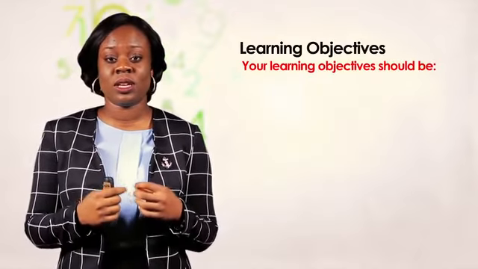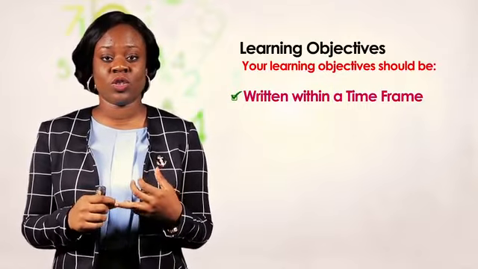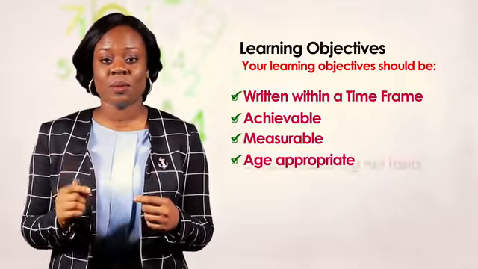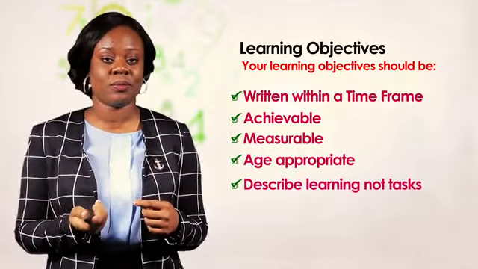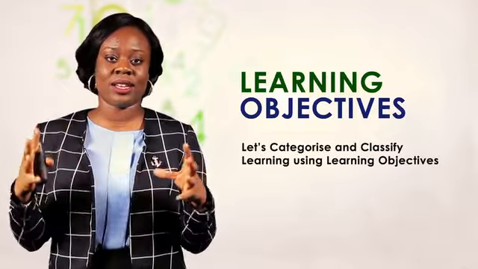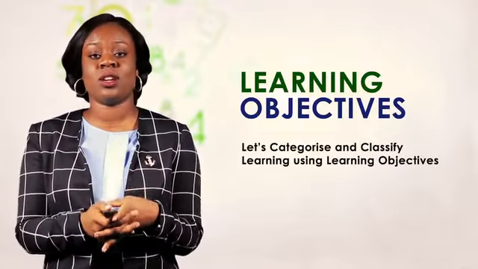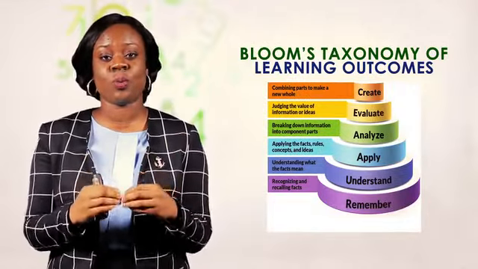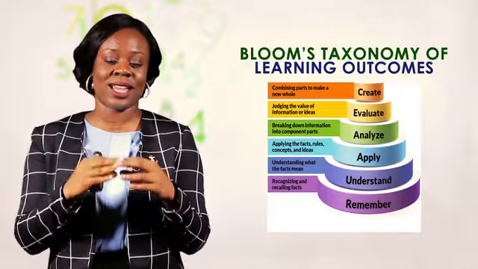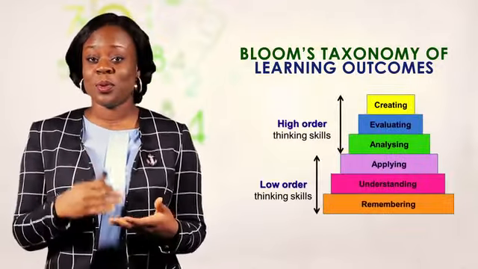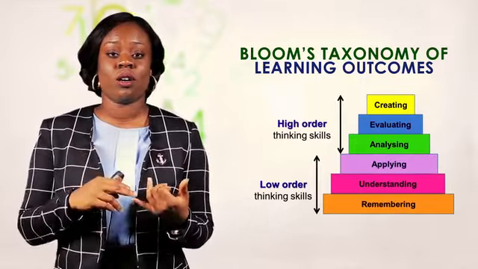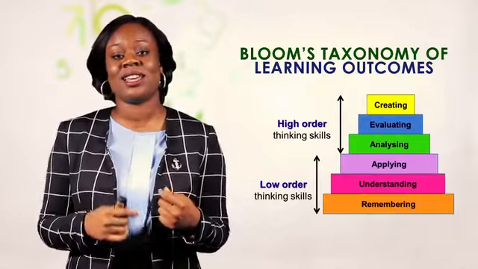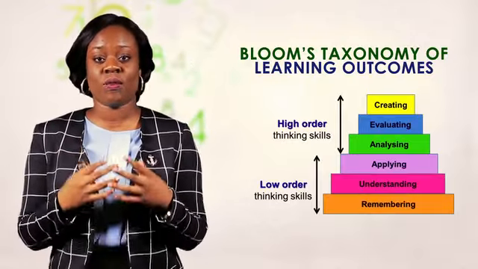Your learning objectives should be written within a time frame, they should be achievable, they should be measurable, age appropriate, and they should describe learning, not the tasks. Let's talk about how we can categorize and classify learning using learning objectives. Bloom's taxonomy gives us a guide on how we can group learning objectives into different classes. Bloom's taxonomy can be interpreted to measure comprehension, understanding, application, analysis, evaluation, and creation of knowledge.